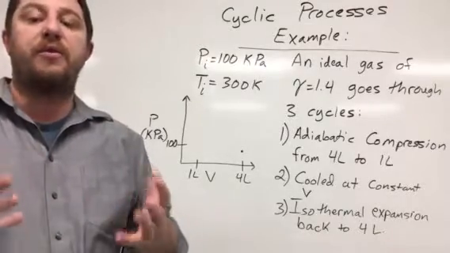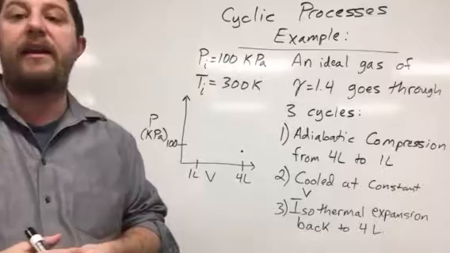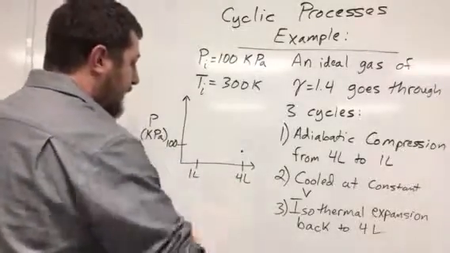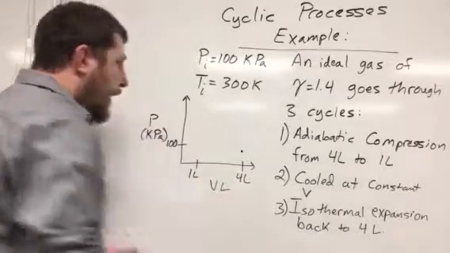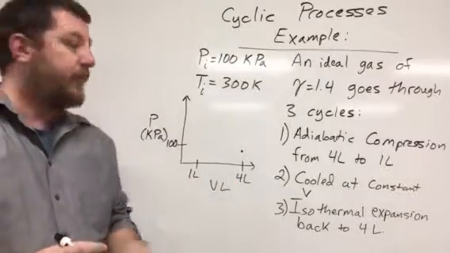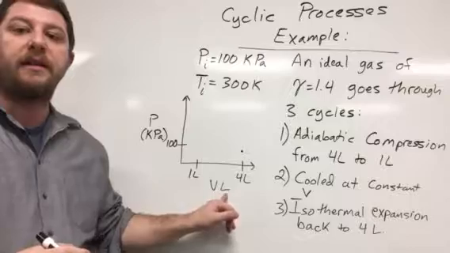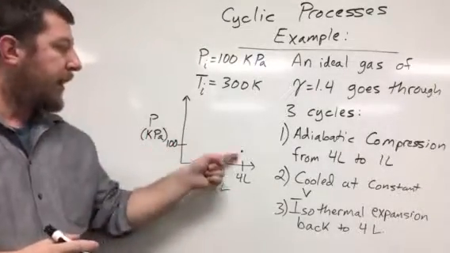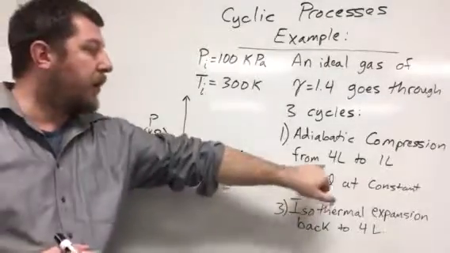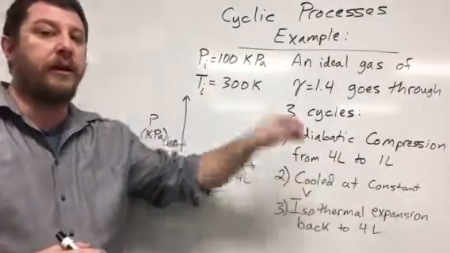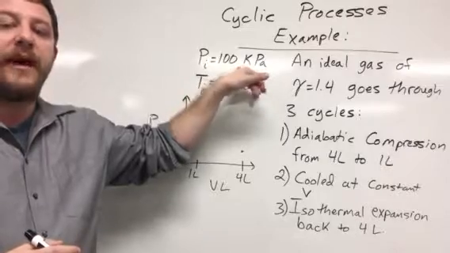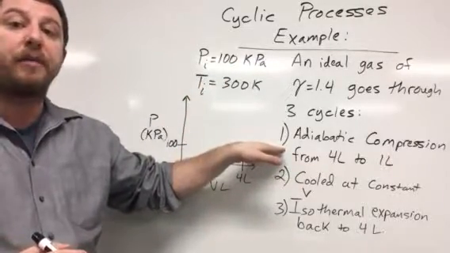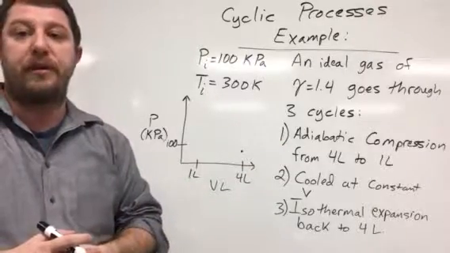So the way to do this is to construct a PV diagram. And so here we have our initial PV diagram, and our volume is in liters, and our pressure is in kilopascals. And I have my first point here because we know that it starts at 4 liters and 100 kilopascals. And then what we want to do is find the final pressure after this first compression.